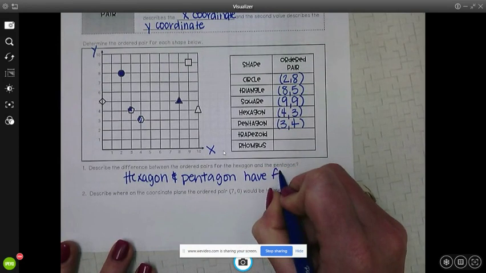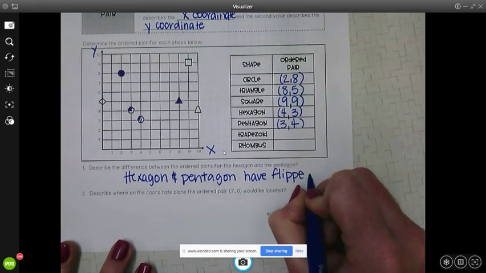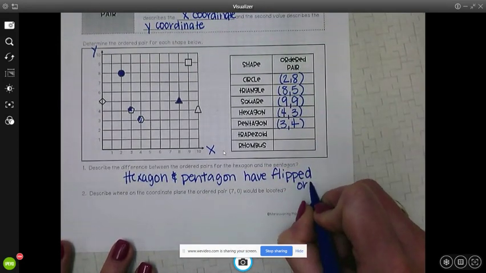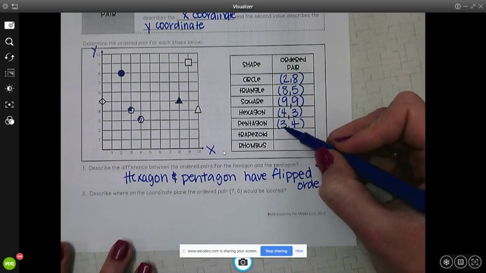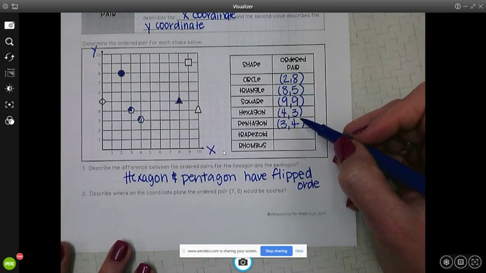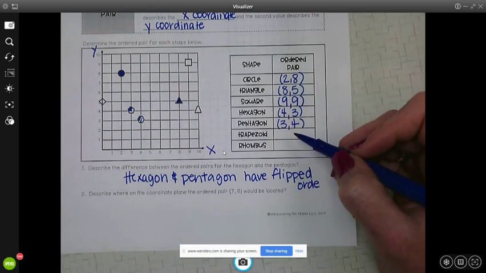So they look a little bit different from one another because they have 4 and 3. So the x was 4 on this one, whereas the x is 3 on this one. And the y was 3 here, and the y was 4 here.